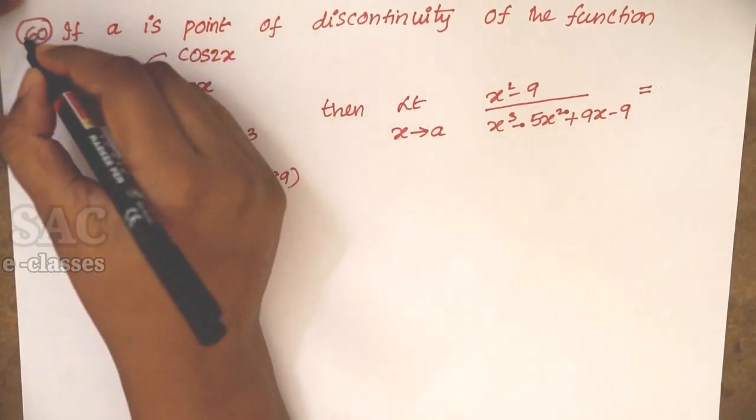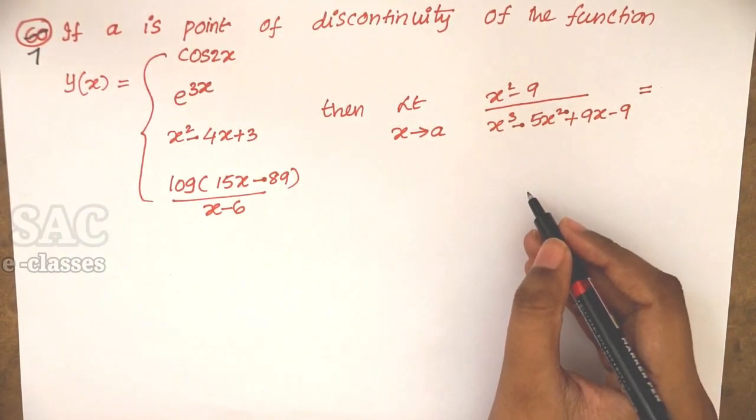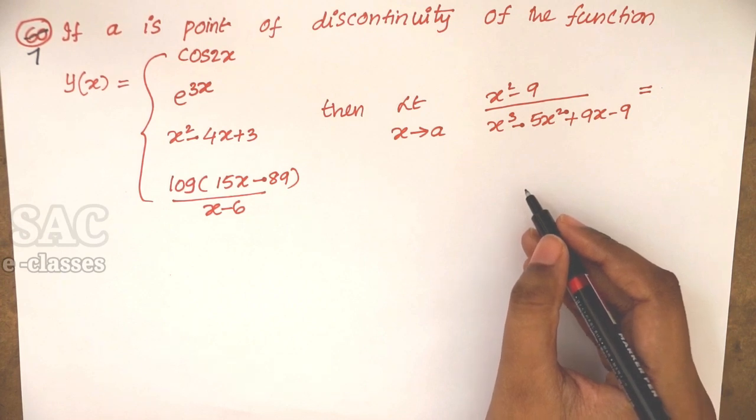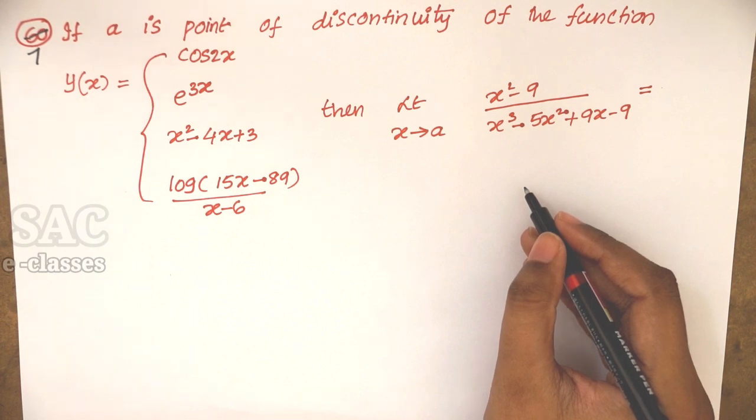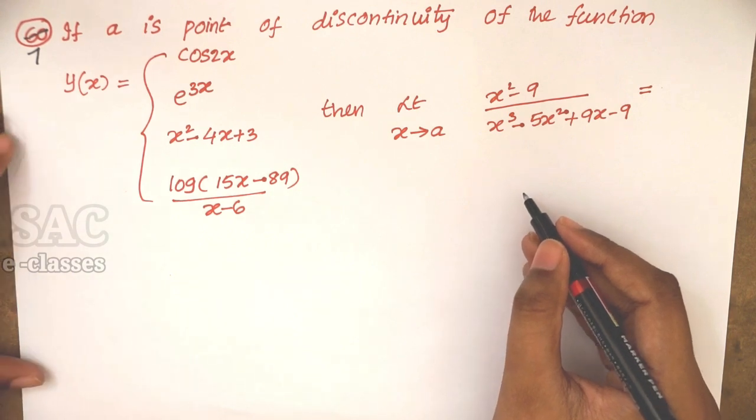Now look at problem number 7. If a is a point of discontinuity of the function y of x is equal to cos 2x, e power 3x, and x square minus 4x plus 3, log of 15x minus 89 by x minus 6, then we have to evaluate the limit of x tends to a, x square minus 9 by x cube minus 5x square plus 9x minus 9.